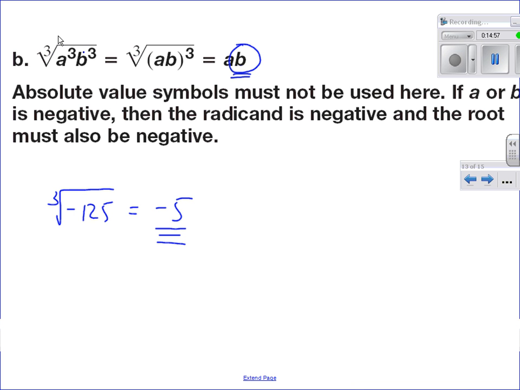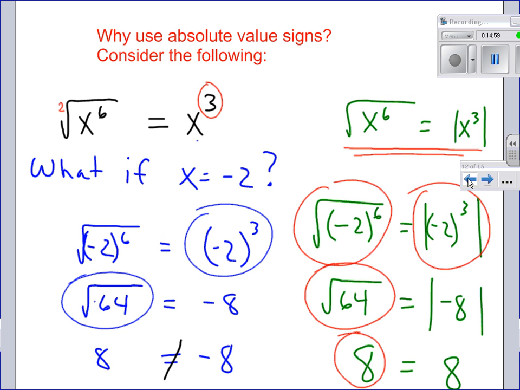The only situation I'm going to have any problem which requires absolute value is going to be when the index is even and we divide out and get an odd exponent at the end. Okay?